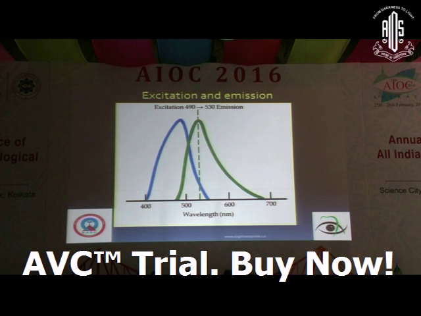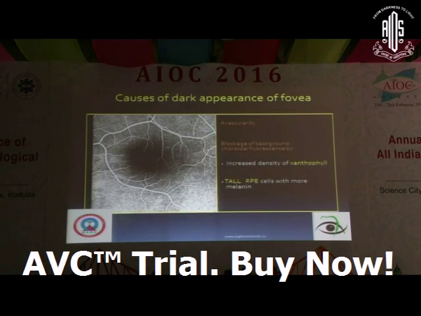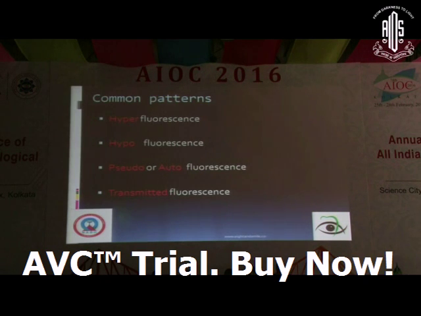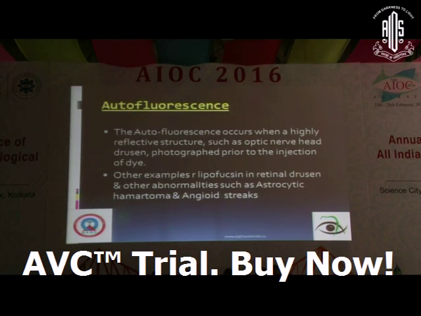There is an overlap which is going to give us a kind of pseudofluorescence. The causes of a dark appearance of the fovea are avascularity at that area where there are no vessels, blockage of the background choroidal fluorescence, increased density of xanthophyll in the foveolar area, and tall RPE cells with more melanin. The common patterns are hyper, hypo, pseudo or autofluorescence, and transmitted fluorescence.